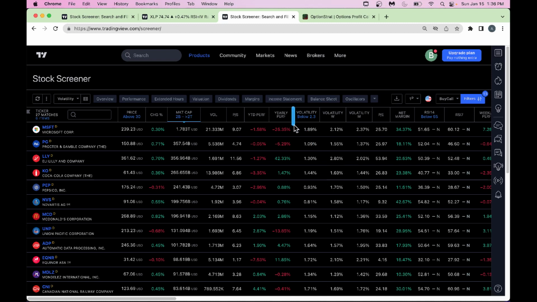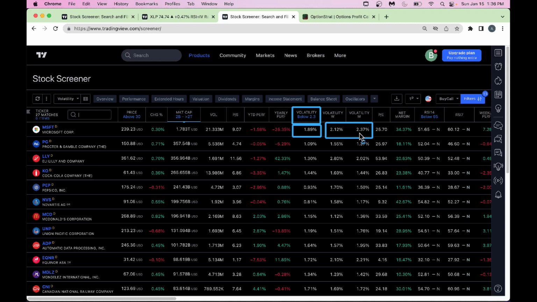All my criteria is listed in the blue font by TradingView here. Criteria: volatility below 2.3. Look, Microsoft right now volatility is 1.89. It satisfies our criteria. Then TradingView has volatility on a weekly basis 2.12, monthly volatility 2.37. That tells me the current volatility is below the weekly volatility as well as monthly volatility. So it's a green signal for me to understand volatility is down right now.